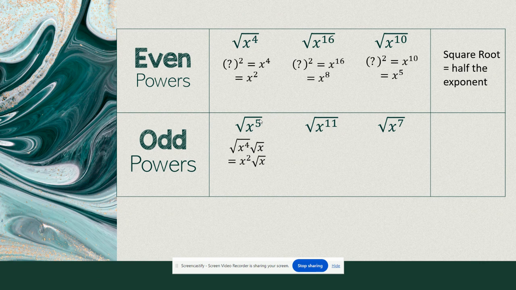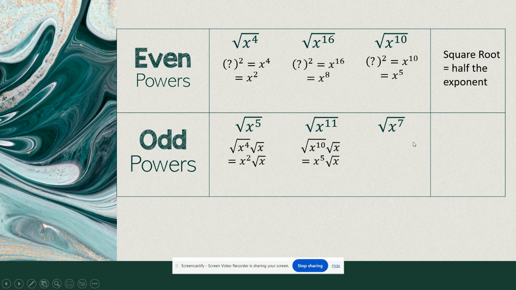So really we just need to take something out, which is usually just 1, to make the exponent even. So for instance, if I have the square root of x to the 11th, I would want x to the 10th, 11 minus 1, and then I would have my other x with the 1 remaining in the radical. Of course, we can take the square root of x to the 10th. We already did up here, but it's even, so we can just half it. So it'd be x to the 5th times the square root of x.